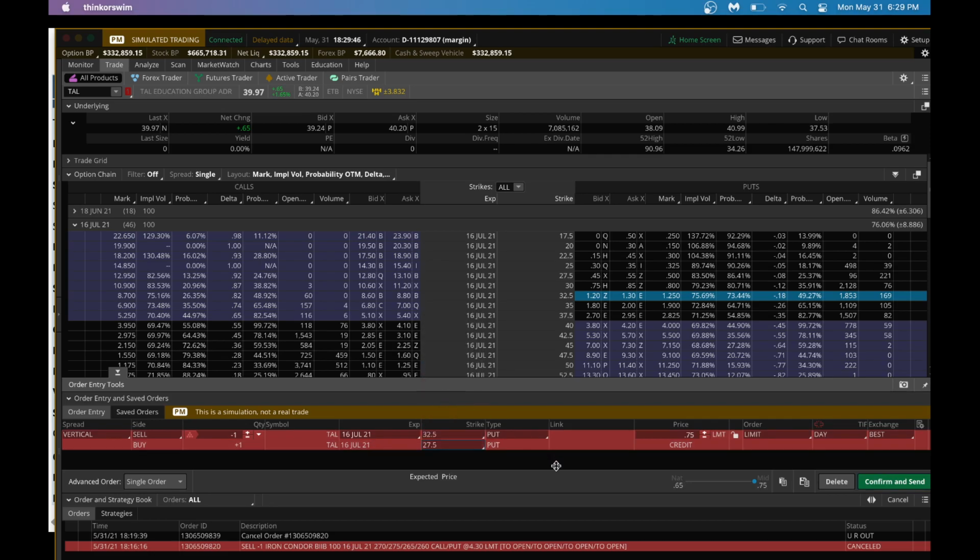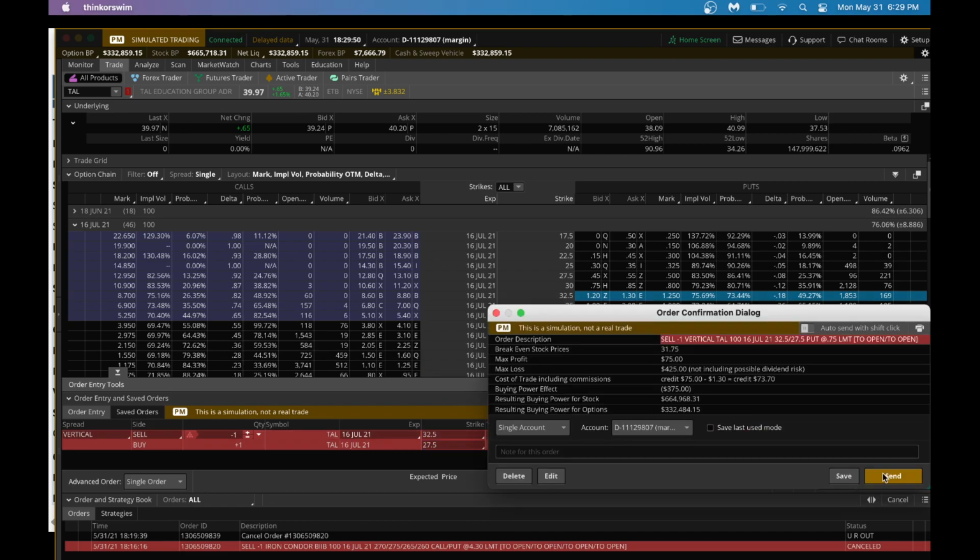There you go. So I'm collecting 75 cents just like before, but here my exposure is limited. My max loss is $425, not as big as the previous scenario. So this is one idea to limit your exposure and sell premium.